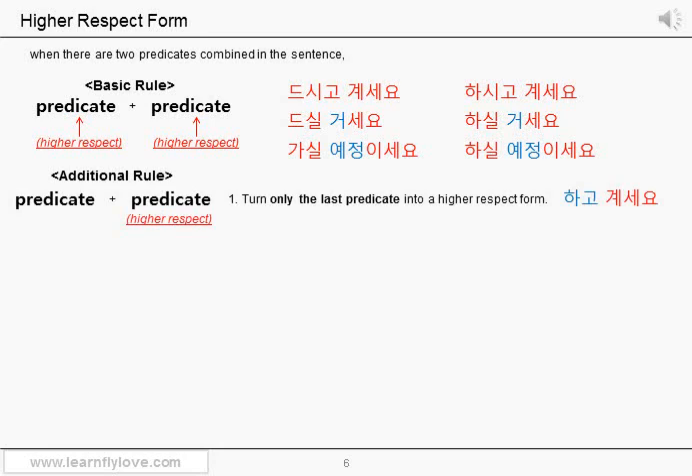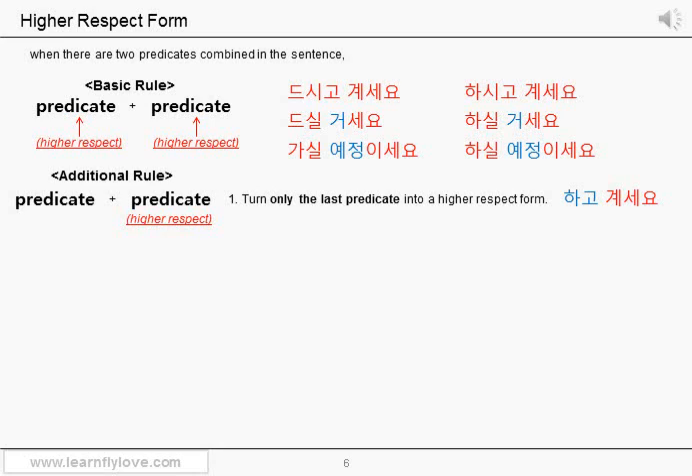First, you turn only the last predicate into a higher respect form. Normally, it sounds fine, especially when you think the subject doesn't deserve full respect, or when you don't think you have to use full higher respect form because he or she is not old enough or not socially higher enough. Or you think he or she is quite close to you so that it might be awkward to use full higher respect form with them, regardless of the age and social position. So you turn only the last predicate into a higher respect form when you feel that the full higher respect form might be too much.